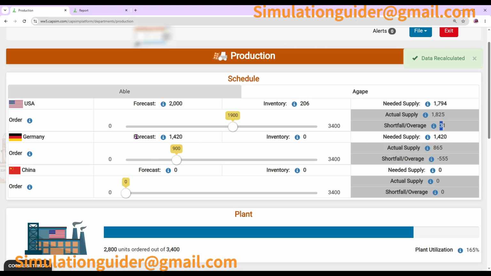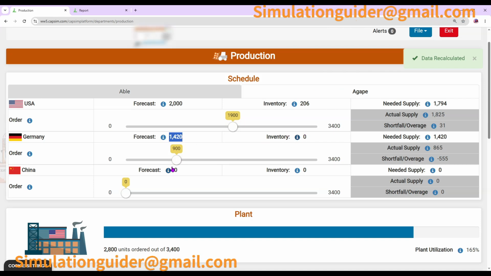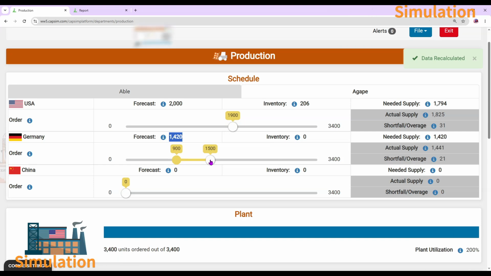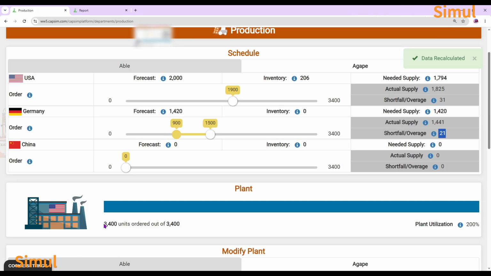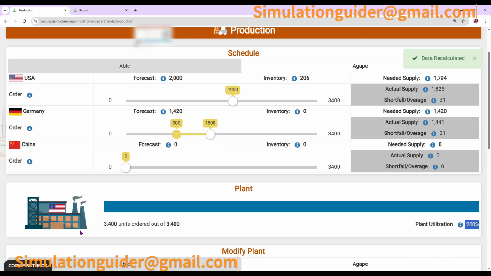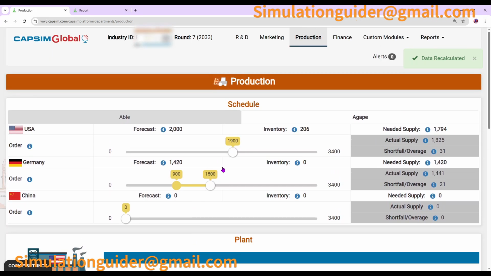Next on is the German market. The forecast is 1420, inventory of 0. So that means we can be able to produce around 1500 products. And if you produce 1500 products, that simply means you'll have an average of 21, and the plant utilization is actually 200%. So 3400 out of 3400 products have been ordered, so 200% plant utilization. This means we are maximizing our plant utilization to the maximum, so that's very good as a company.